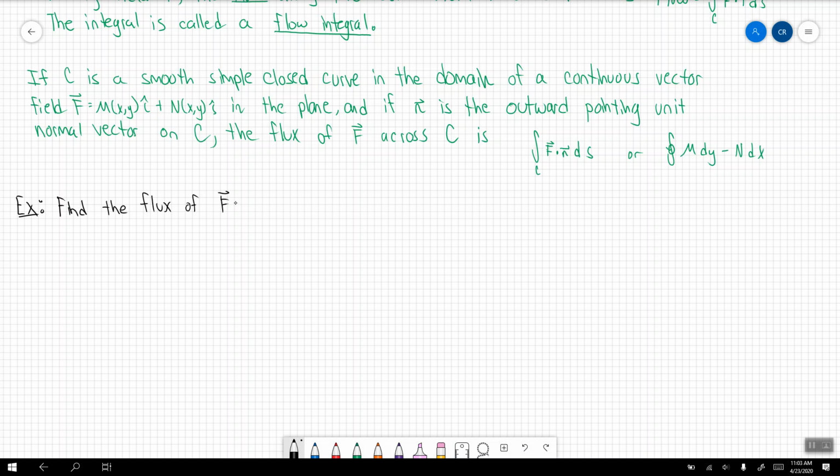So find the flux of F if we have this function x minus y in the i direction plus x in the j direction across the circle x squared plus y squared is equal to 1 in the xy plane.